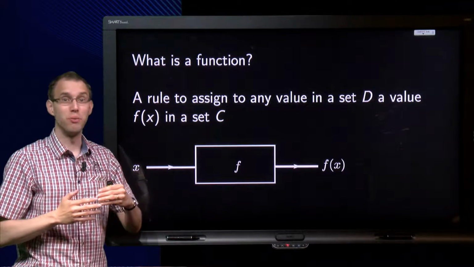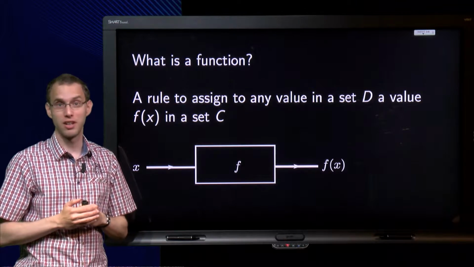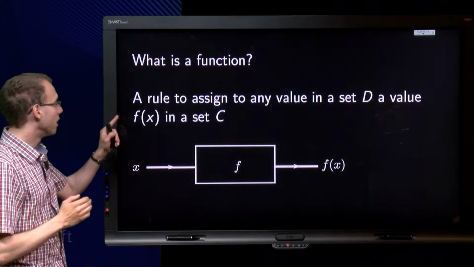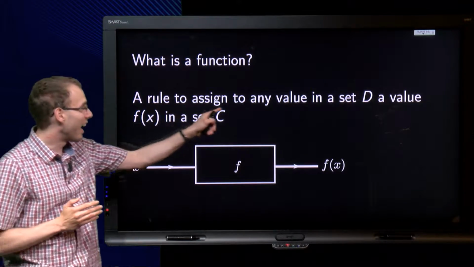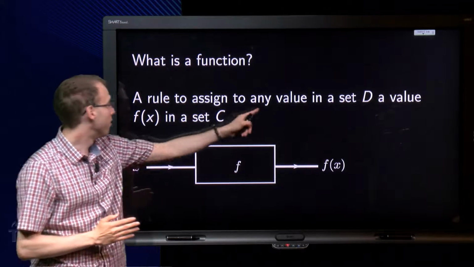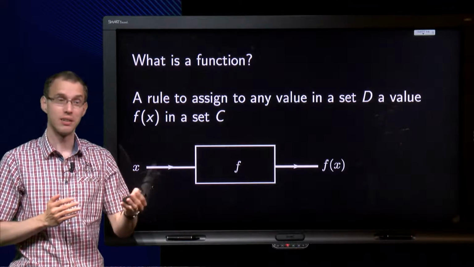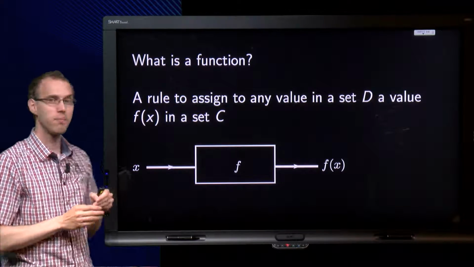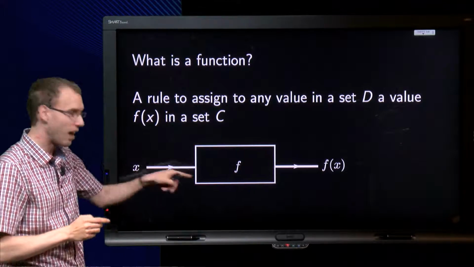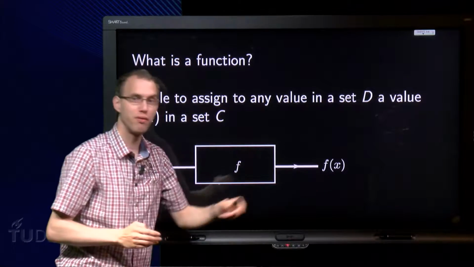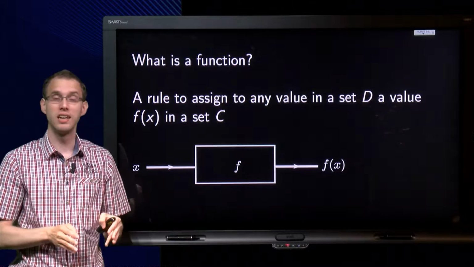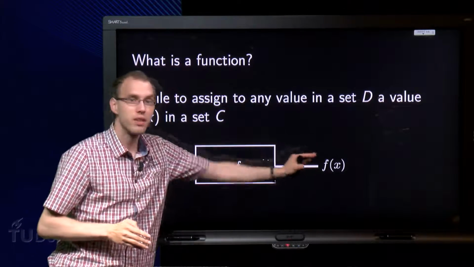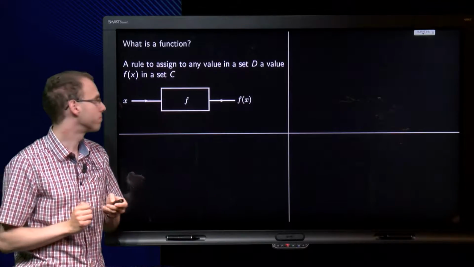I will also show a few ways how we can represent a particular function. So, what is a function? Well, it's a rule to assign to any value in a set D a value f of x in a set C. So it's like an engine. You have a set D over here, an input value x, then the f works and gives you an f of x which lives in some other set C. What's essential is that your function is not just a rule, but the two sets over here are quite important.